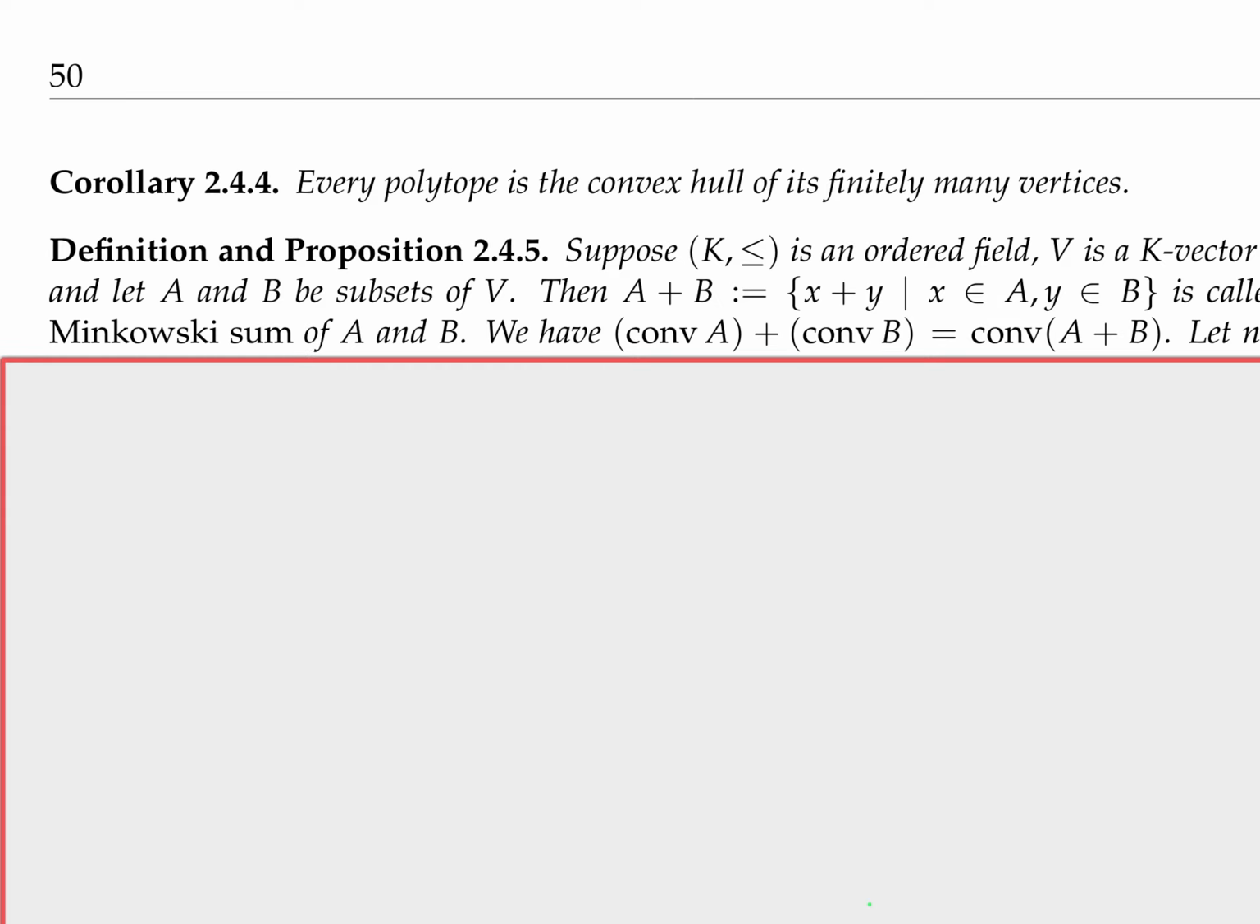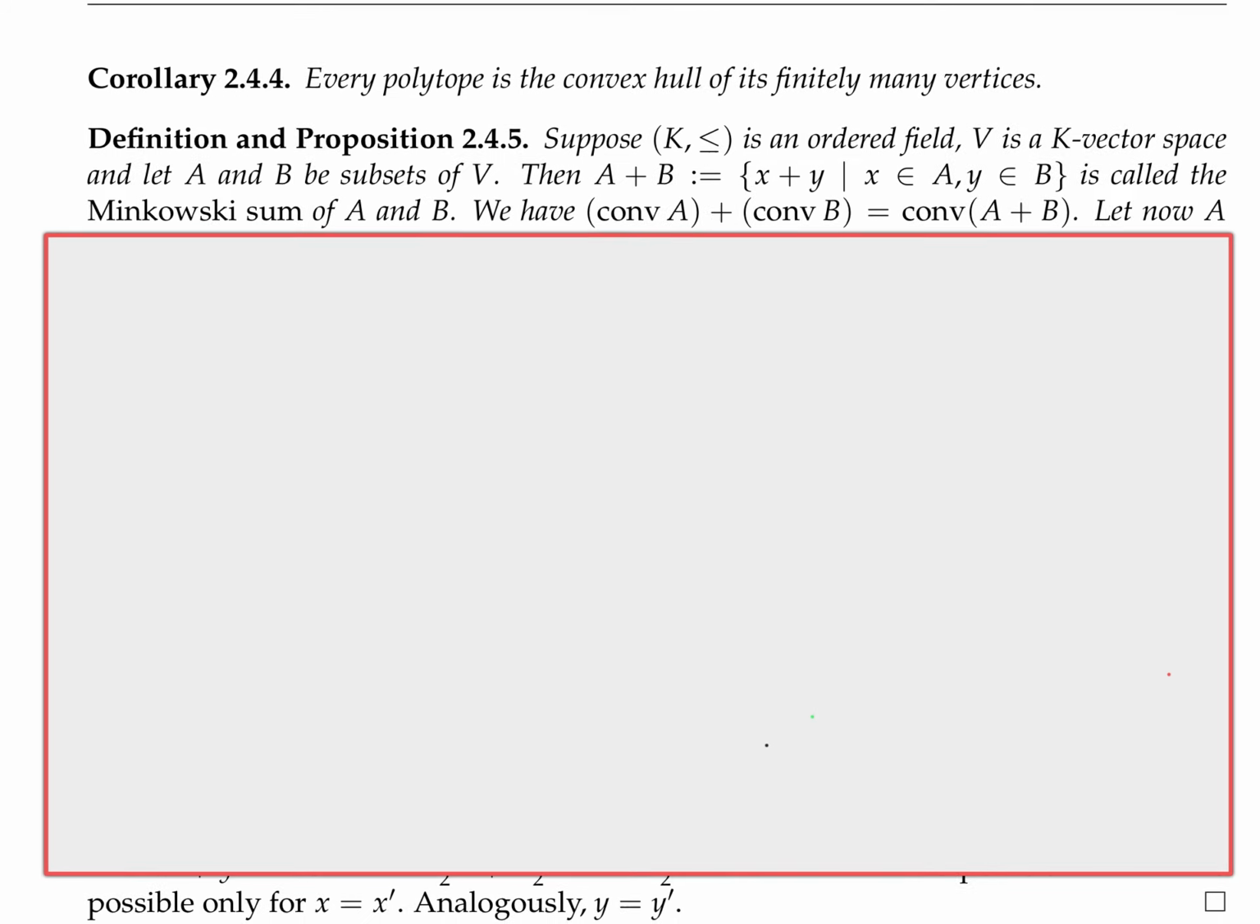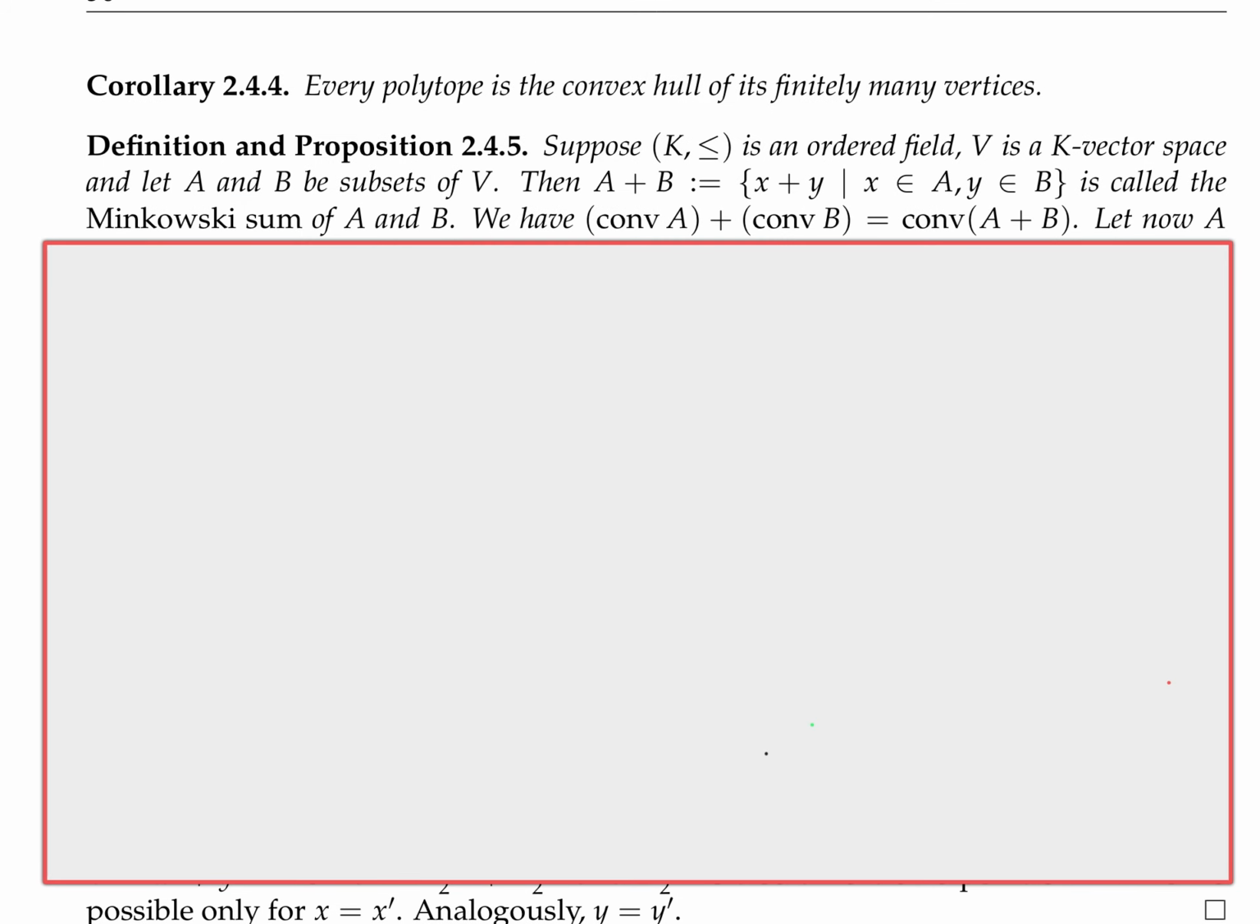Definition and proposition 245. Suppose K with less than or equal is an ordered field, V is a K vector space, and let A and B be arbitrary subsets of this vector space over this ordered field. I define the sum, or it's better to say the Minkowski sum of A and B, as the set of all x plus y, where x is in A and y is in B, right?